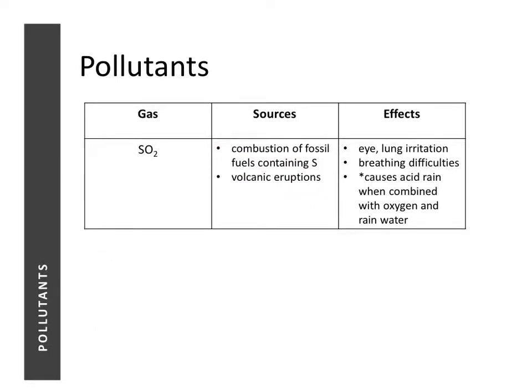The next pollutant that we're going to look at is sulfur dioxide. For sulfur dioxide, there are two types of sources. One is man-made, the other one is natural. The one that's man-made is the combustion of fossil fuels containing sulfur. This will usually occur in factories or power plants.